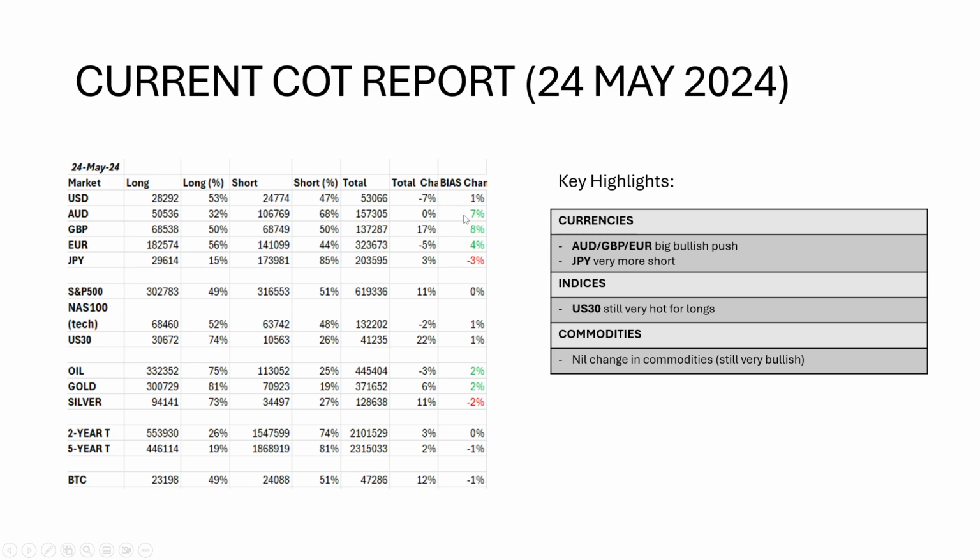We had bullishness in Aussie, Pound, Euro. We have bearishness on Yen. We got no real change in the indices. We do have oil and gold ticking slightly higher, silver ticking lower, and that's going to be the main key focus points of today. Basically these main currencies here, and we'll go through my trading list a bit later on.